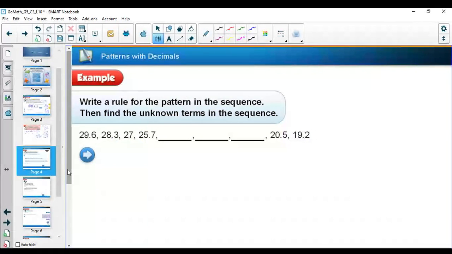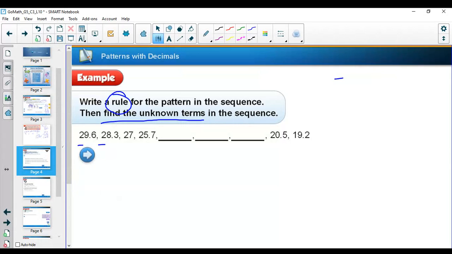All right, so here what they've done is they've given us a set of numbers. They've got 3 terms that are missing. They want us to write a rule for our pattern and then find the unknown terms. So again, the first thing I'm going to do is look at our numbers and ask, are they getting bigger or smaller, right? And 29 is more than 28. So this problem is going to involve subtraction.